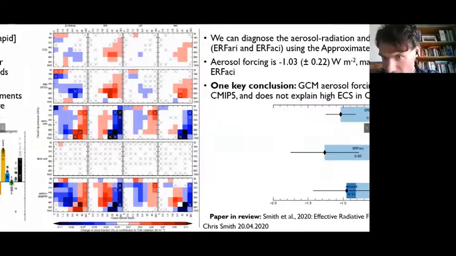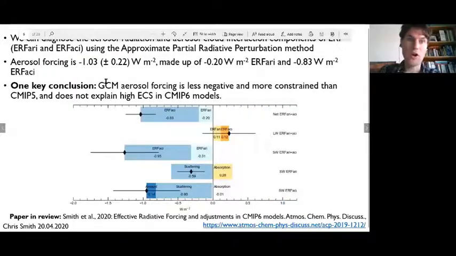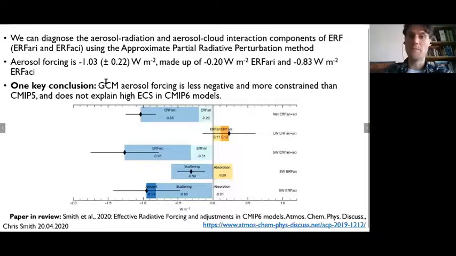So my final slide, I'm going to talk about the aerosol forcing in a bit more detail. We can use a method to break down the aerosol forcing into its aerosol radiation interaction and aerosol cloud interaction components. Again, putting numbers to the aerosol forcing, we find that the mean of 16 models is just about minus 1.03 watts per meter squared, with a standard deviation of 0.22. So these models are not showing a very big diversity in aerosol forcing, which is really interesting.